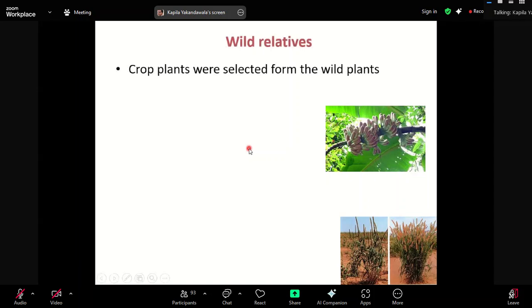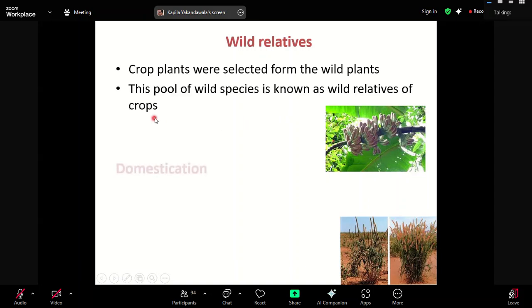Wild relatives are very important, though we neglect them, because present day crop plants were selected from wild plants. This gene pool of wild plants is known as wild relatives of crops. Crop plants were selected from wild plants, so this gene pool of wild plants is also known as wild relatives of crops.